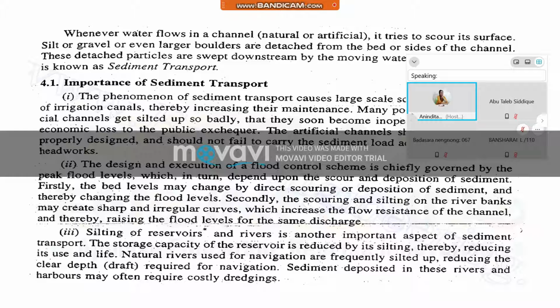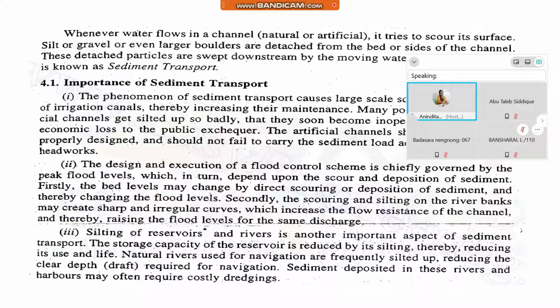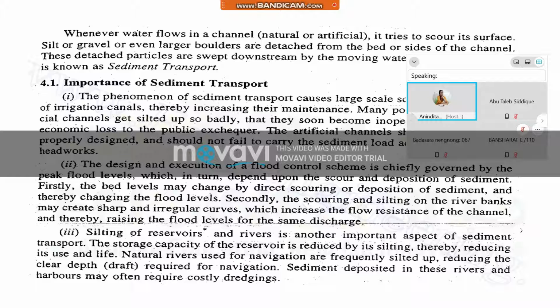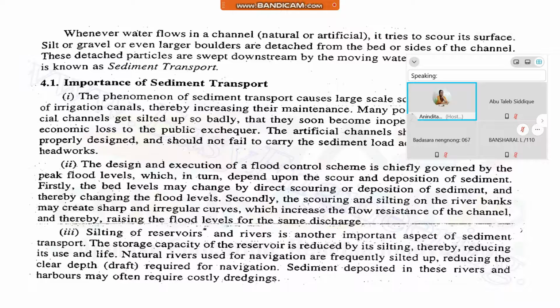The importance of sediment transport. The first one is the phenomenon of sediment transport causes large-scale scouring and siltation of irrigation canals, thereby increasing their maintenance. Many poorly designed artificial channels get silted up so badly that they soon become inoperable, causing huge economic loss to the public exchequer. The artificial channel should therefore be properly designed and should not fail to carry the sediment load admitted at the canal headworks.